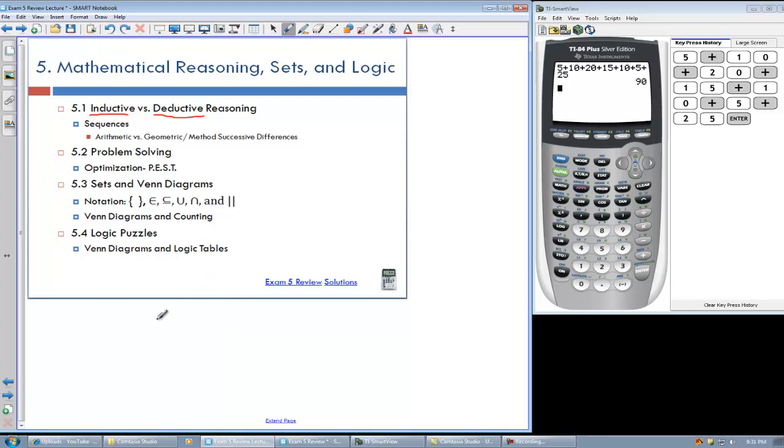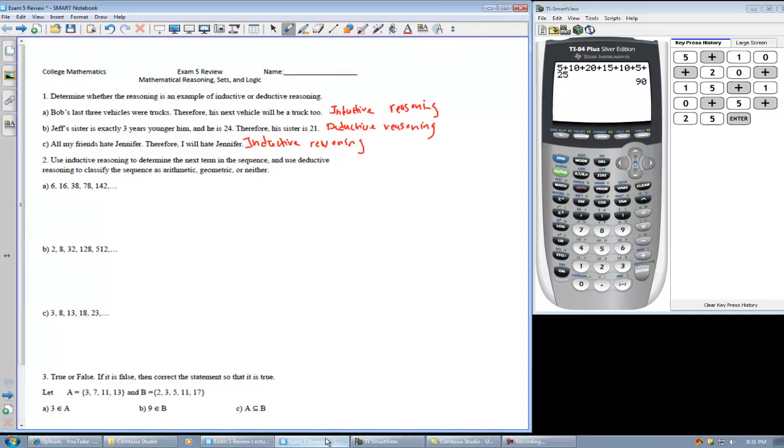Remember, a sequence is just a list of things. So you could have like the sequence 1, 2, 3, dot, dot, dot, on and on and on. And we talked about two different types of sequences, arithmetic and geometric. Remember, arithmetic sequences, the idea is you add the same number each time. A geometric, instead of adding, you're multiplying a number each time. So let's look at some examples of this on the review.